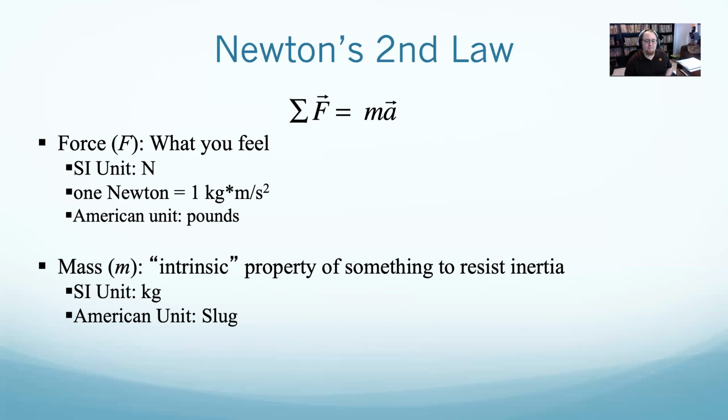M stands for mass. Mass is an intrinsic property, the property to resist inertia. Mass is measured in kilograms. And the American unit for mass is the slug, very, very seldom used. But yes, mass is M in kilograms and F is force in newtons.